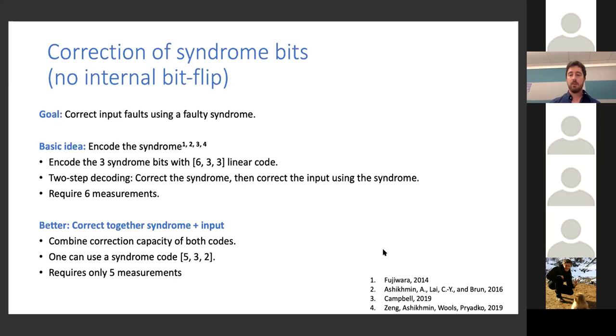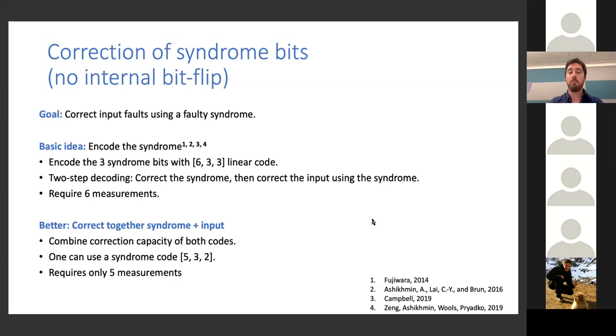As far as I know, this idea first appeared with Fujiwara, and it was used later with Ashik Min and collaborators, with Earl last year with LDPC codes, and with Zheng and collaborators with convolutional codes. The idea is very simple: you cannot trust the syndrome, so encode it. What Shor does is repeat the syndrome measurement. It's just using a repetition code. Instead of that, you can use a better code than the repetition code.